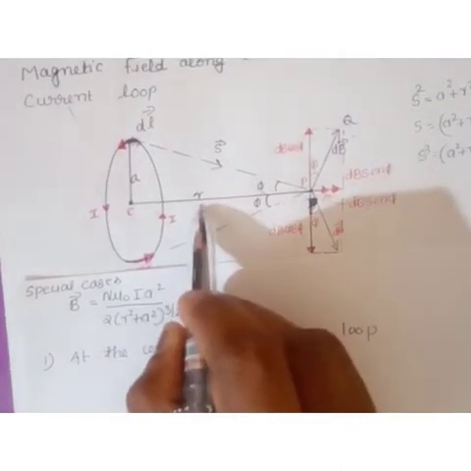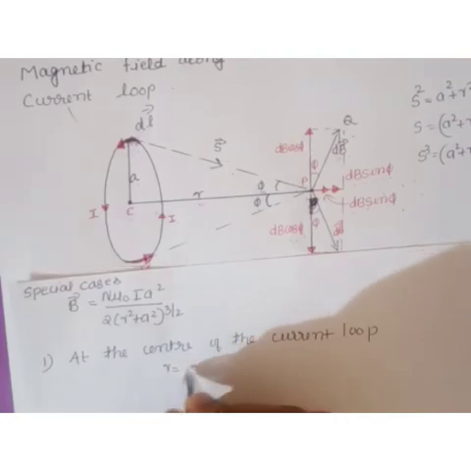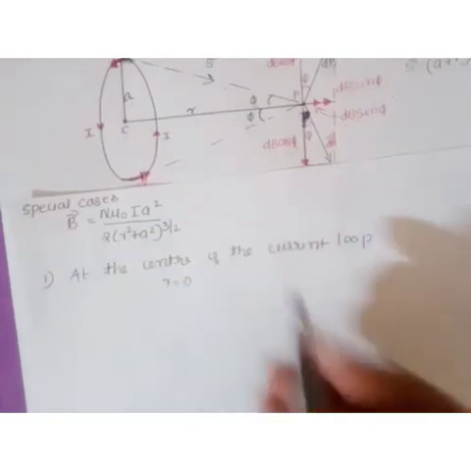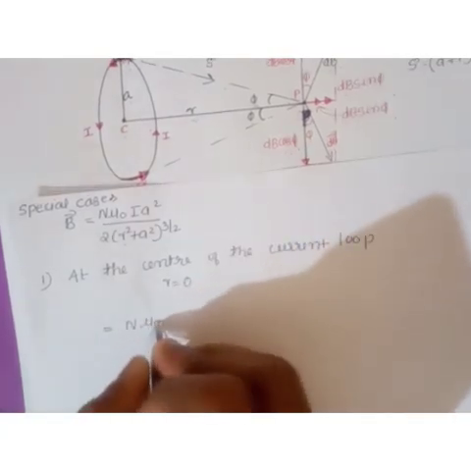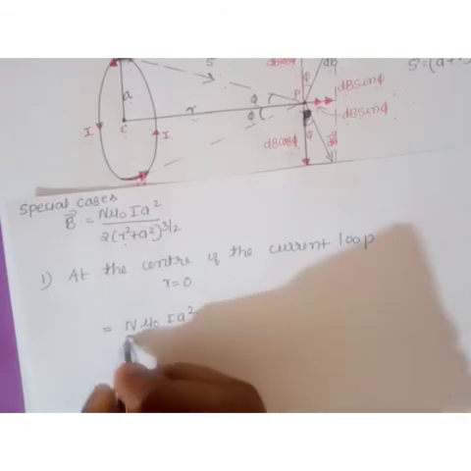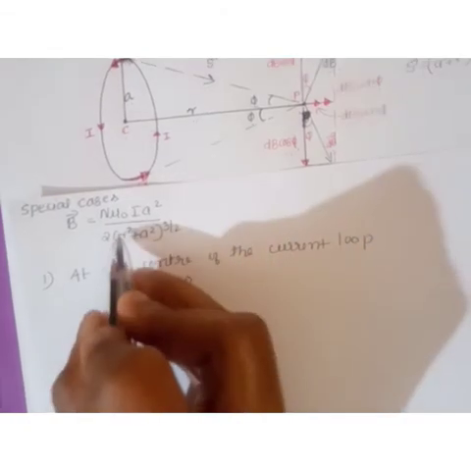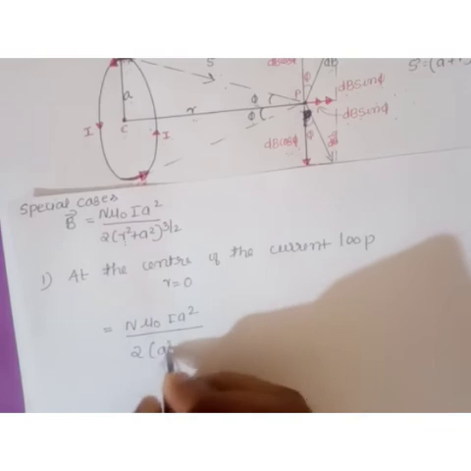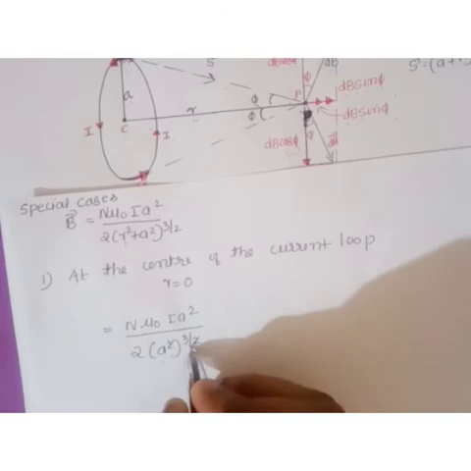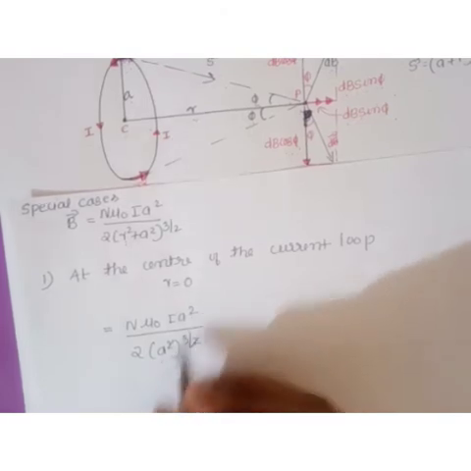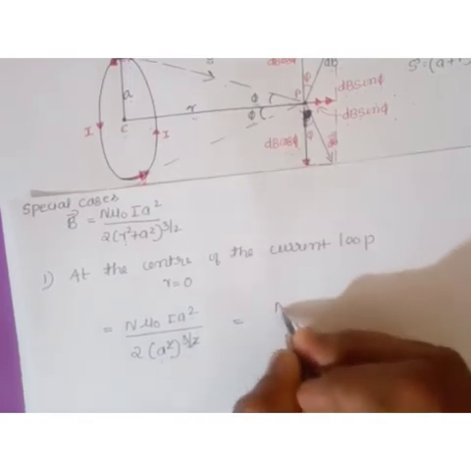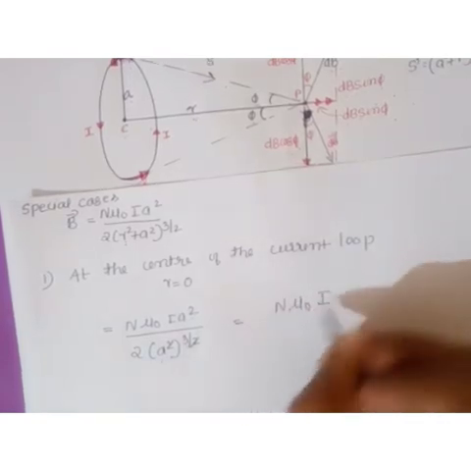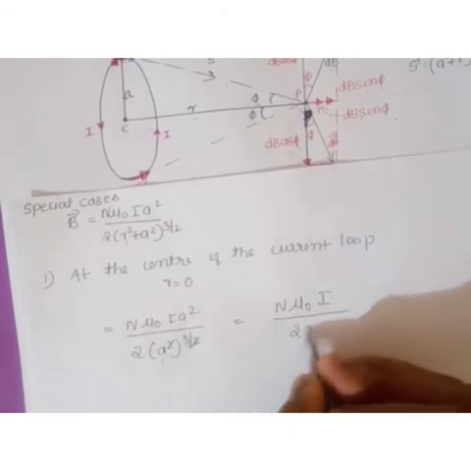Then what happened to r? r becomes 0. In that case, r is equal to 0. So what happened to this equation? Here r equal to 0, so you have to rewrite this equation as N into mu 0 I a square divided by 2 into a square raised to 3 by 2. So 2 cancels, it becomes a cube, and here a square. So a square, a cube cancel, we get only a. That is B is equal to N mu 0 I divided by 2a.